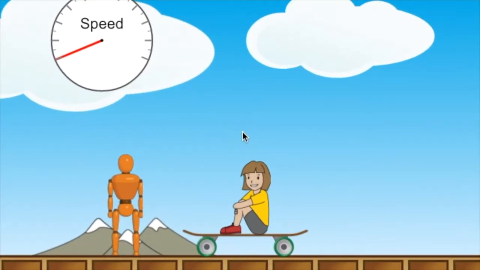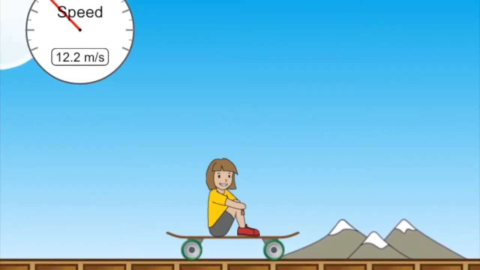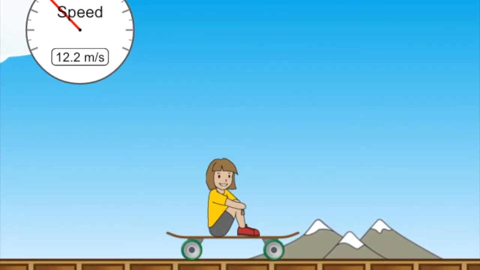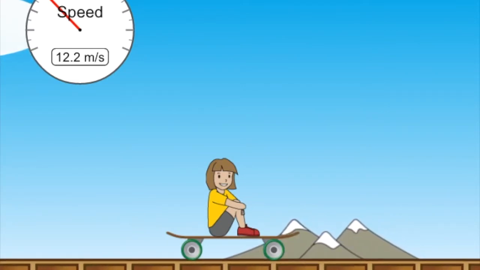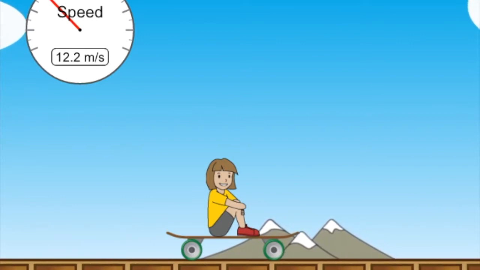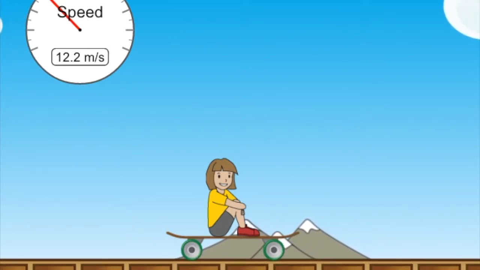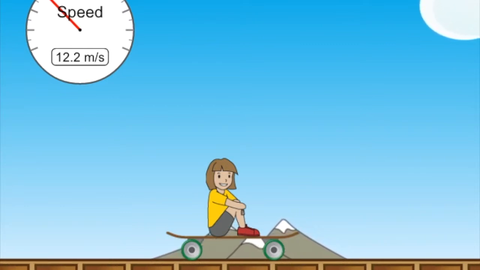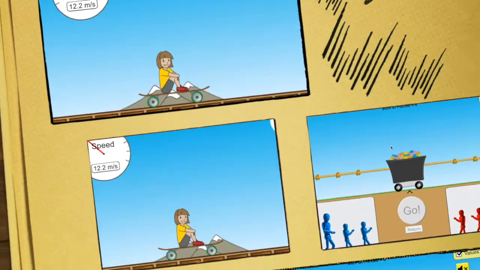Here we have a simulation in action. There are no outside forces acting on the girl, and since that indicates that the object has balanced forces acting on it, it is not accelerating, or has a constant velocity. In this case, not moving, a constant velocity of 0 meters per second. Here she is moving at a constant velocity of 12.2 meters per second. Because she's at a constant velocity, I can assume that the forces acting on her are balanced. She is not accelerating, no change in velocity, thus no acceleration.